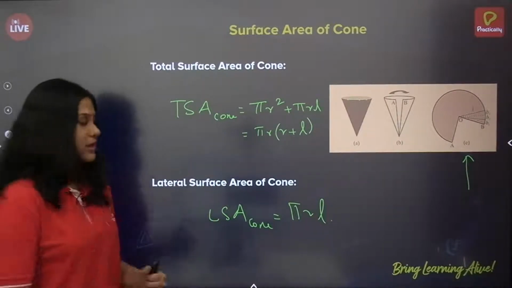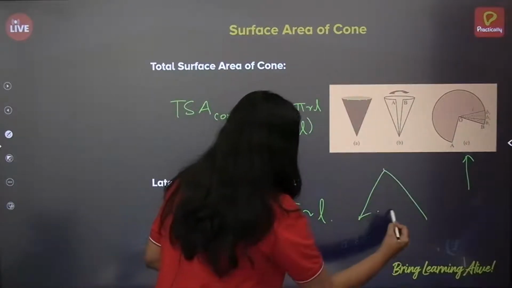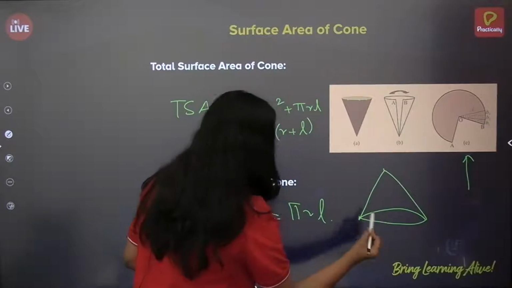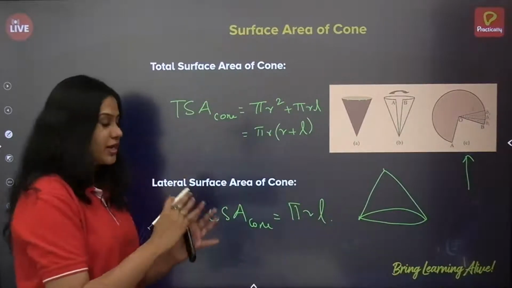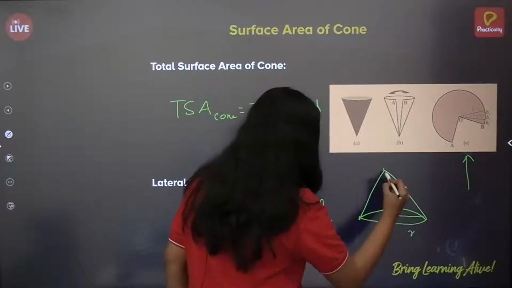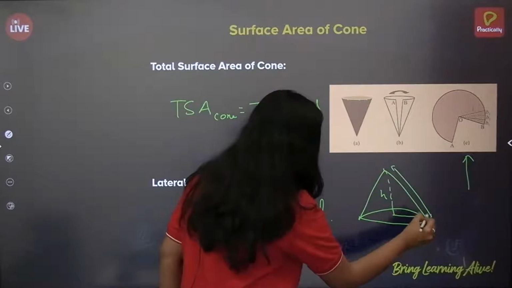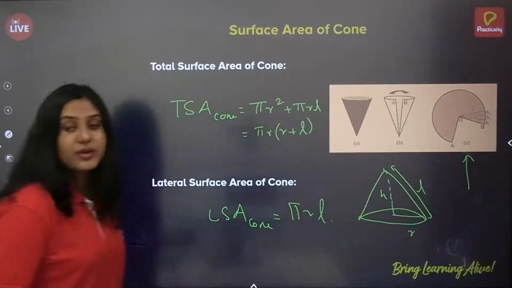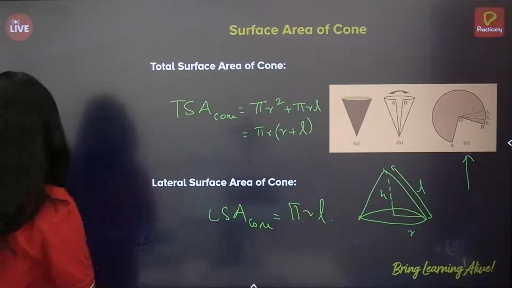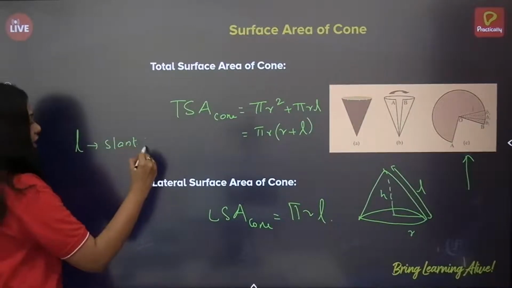And what are r and l here? What does it depict? So let me just draw a cone here. This is the cone, correct? It doesn't matter if you draw it reverse or straight, it's totally fine. So this is the radius, this is the height, and this is L. L is nothing but the slant height of the cone.